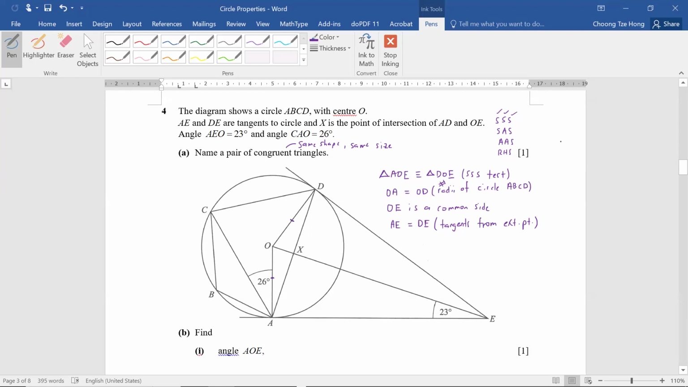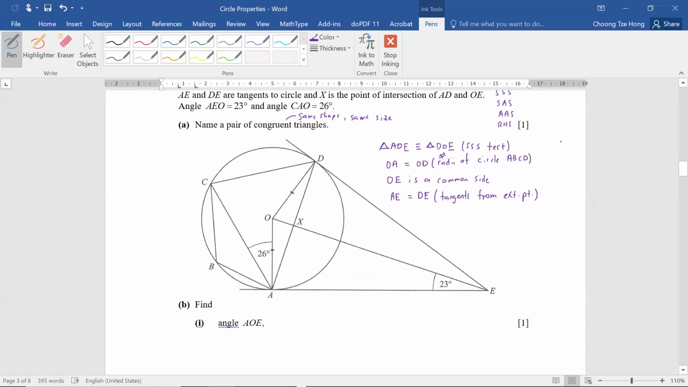Okay, let's move on to the questions that require us to find the angles. The first angle that they want us to find is angle AOE. So AOE is this angle over here. For questions like this, we need to be quick to pick up the clues, or the info given in the question. Over here we have tangents. The moment you see questions that have tangents inside, you should be thinking about the properties of circle that are related to tangents.